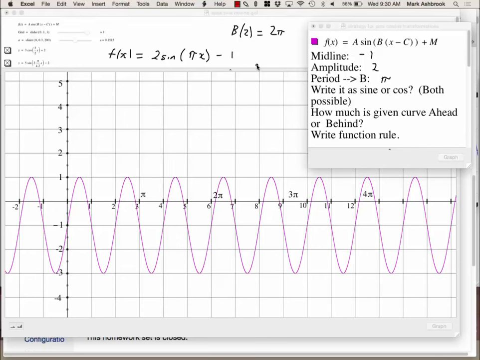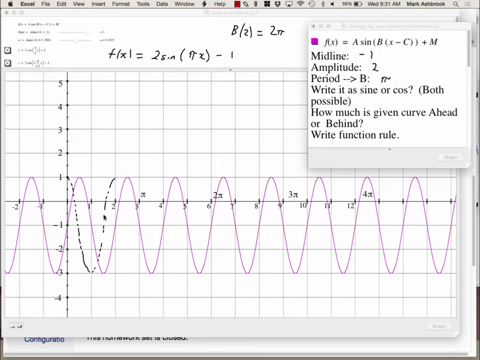Okay, so now we want to write it as a cosine. Start by sketching unshifted cosine. Unshifted cosine, does it start at the min, midline, or max? Max, goes to the midline, then down to the min at the halfway point of the cycle, back to the midline, up to the max. So there's our unshifted cosine.